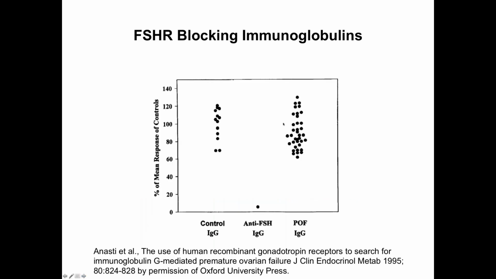And we checked a whole group of women with POI to see if we could find FSH receptor blocking immunoglobulins in women that don't have myasthenia gravis but have POI. And this is a positive control of anti-FSH that shows the response. And we saw no difference between control serum and serum of women with POI in terms of FSH receptor blocking antibodies. So that doesn't seem to be a very common cause of autoimmune POI.